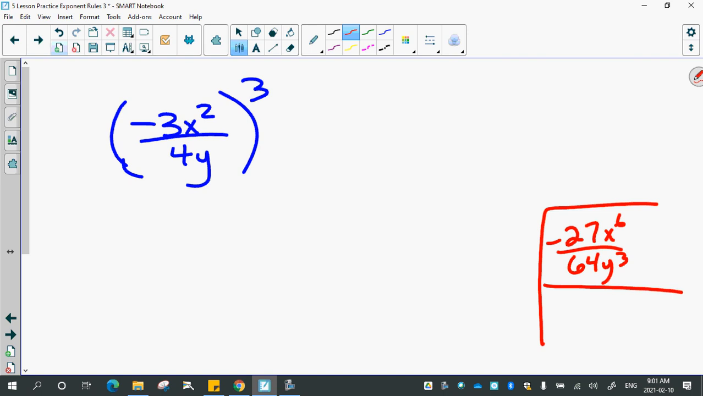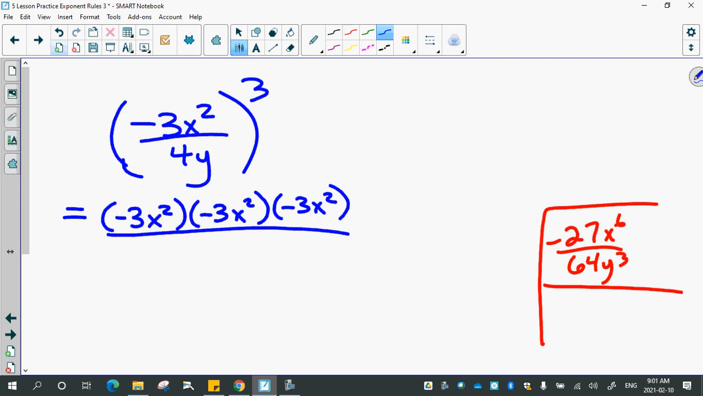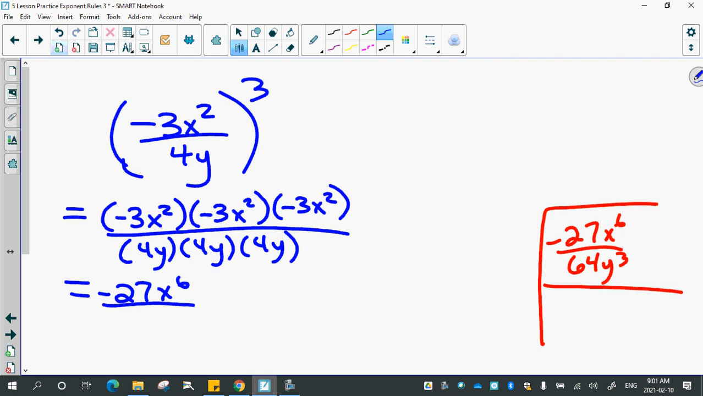Okay, so very good, that's awesome. I had people doing... they went straight to this stuff where they applied the cube to the top by writing it out 3 times, and to the bottom by multiplying it together 3 times to get the answer. Had quite a few people do that, and end up getting negative 27 x to the 6 over 64y cubed.